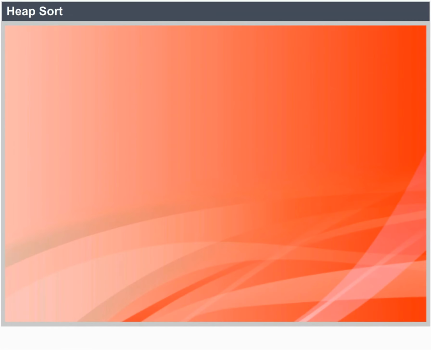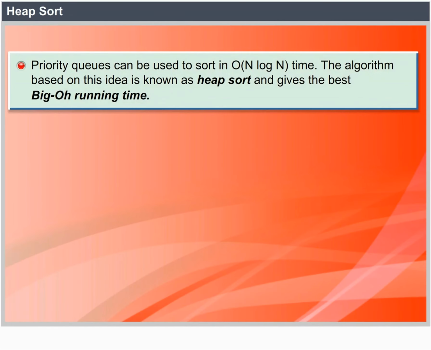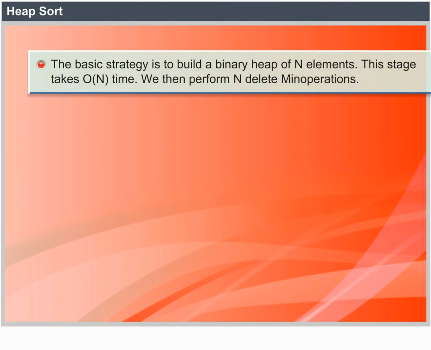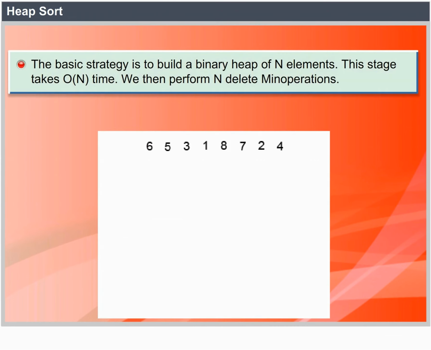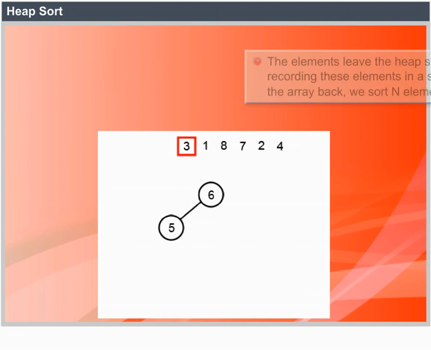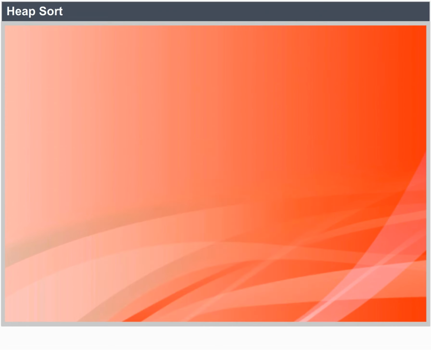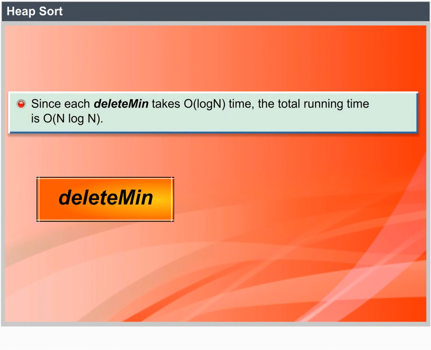Heap sort. Priority queues can be used to sort in O(n log n) time. The algorithm based on this idea is known as heap sort and gives the best big O running time. The basic strategy is to build a binary heap of n elements. This stage takes O(n) time. We then perform n delete min operations. The elements leave the heap smallest first, in sorted order. By recording these elements in a second array and then copying the array back, we sort n elements. Since each delete min takes O(log n) time, the total running time is O(n log n).